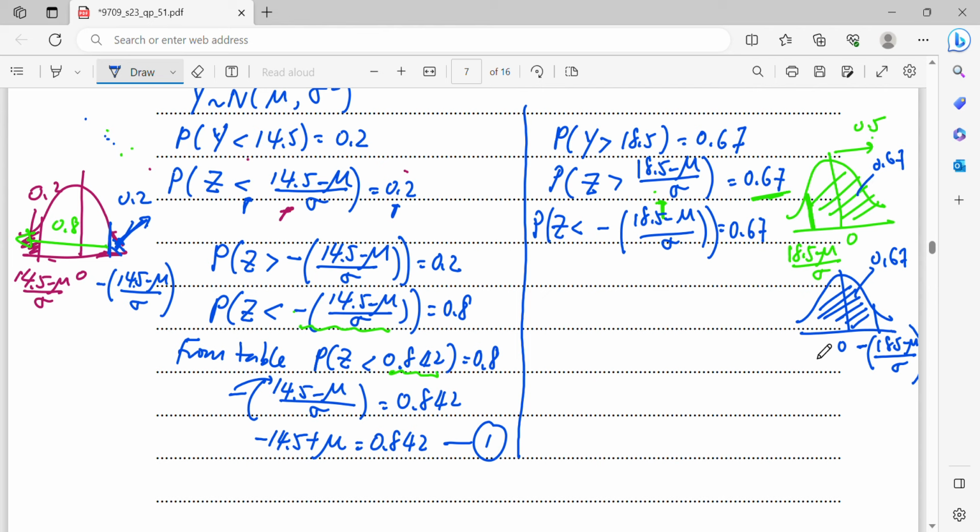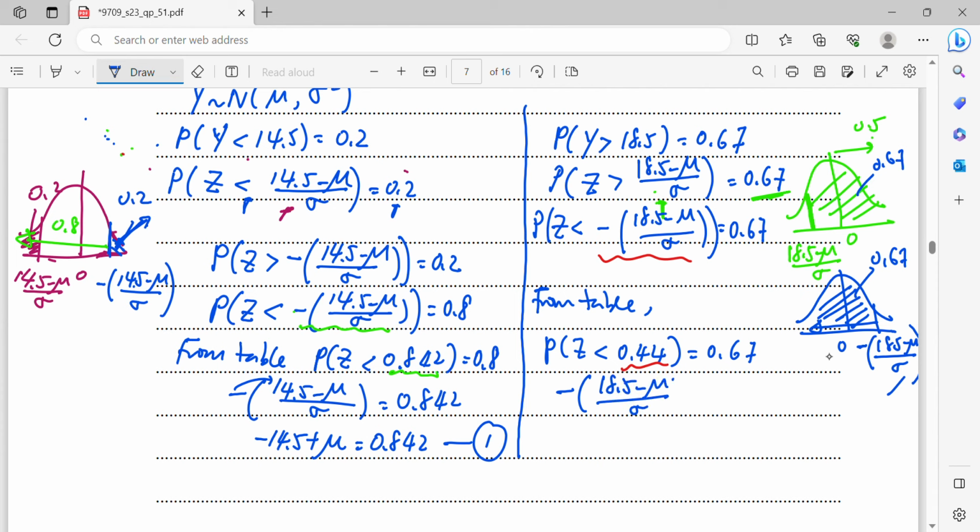So since it is on the right hand side, the region is towards the left hand side. That means you can use the table. So I will write from the table, P(Z < 0.44) will be 0.67. And then now use the same concept as just now. Just compare. Then you will be getting negative (18.5 minus mu) over sigma is 0.44.